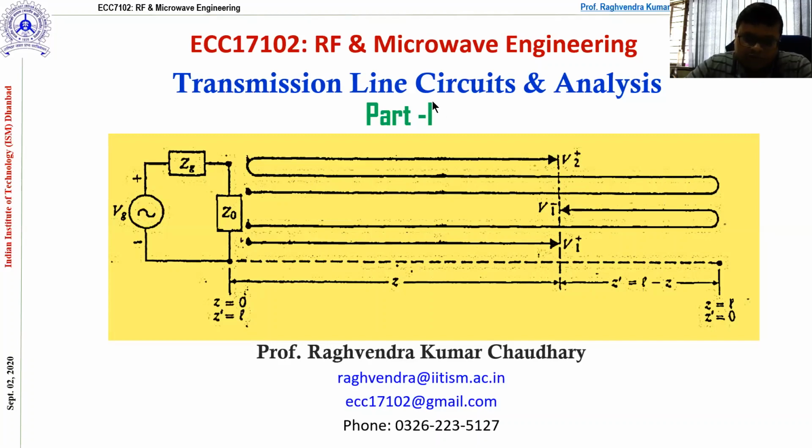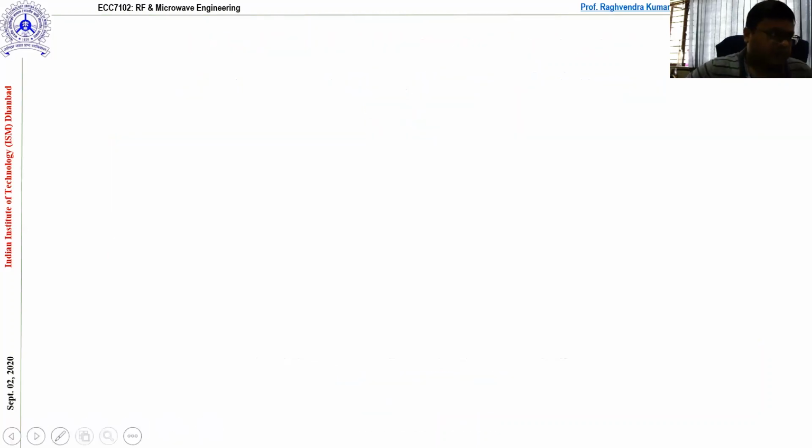So in today's lecture, we'll see how the source is behaving when this is not matched with the transmission line characteristic impedance. Fine. So this is transmission line circuits and analysis. This is part one, and next class will extend this.